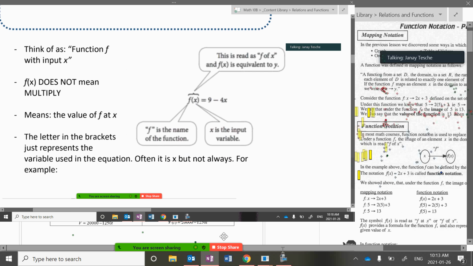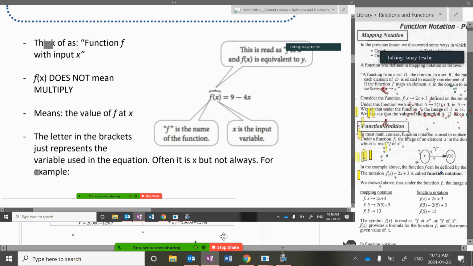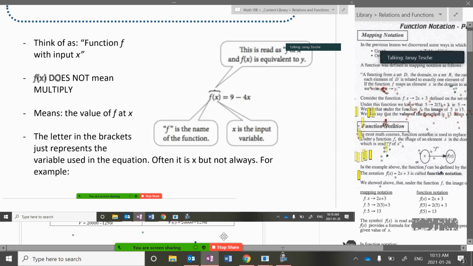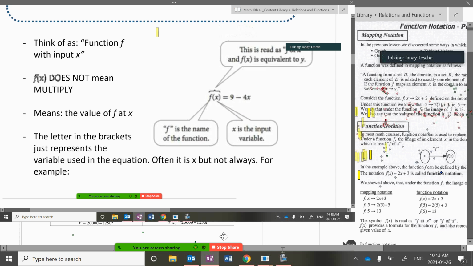Okay, so this next little bit is explaining it a little bit more. We read this as function with input of x, or we would say f of x. That's what's written here in my little clip art thing. When it's written like that, we say f of x. Really, really important: it's not multiplication. I know there is a letter next to brackets, but it's not multiplication.